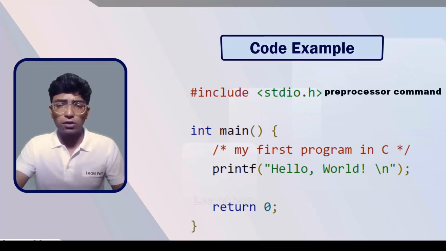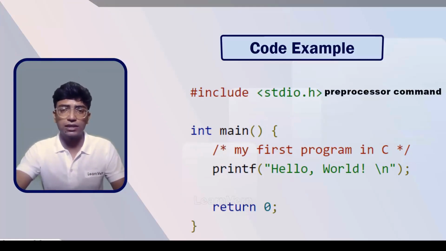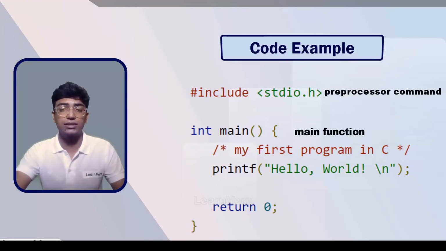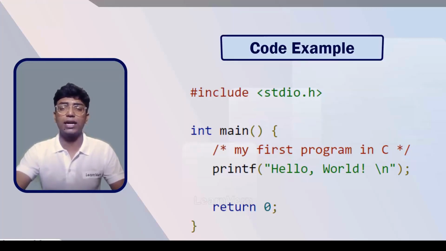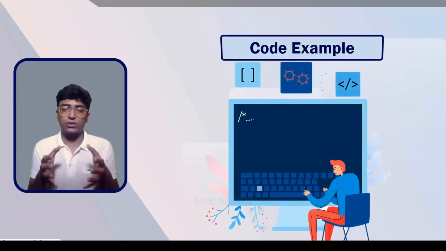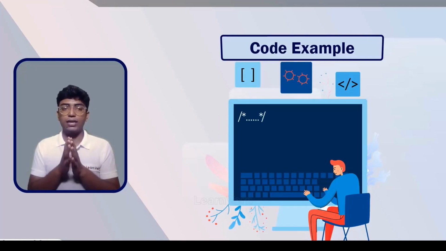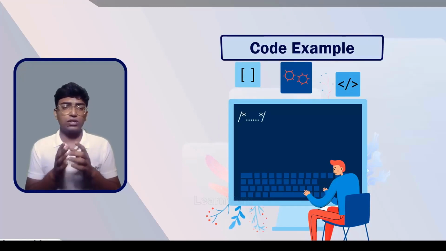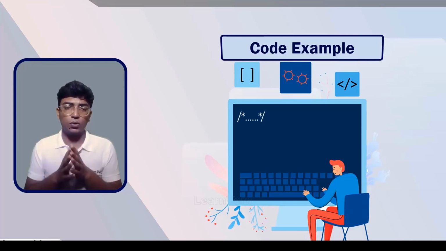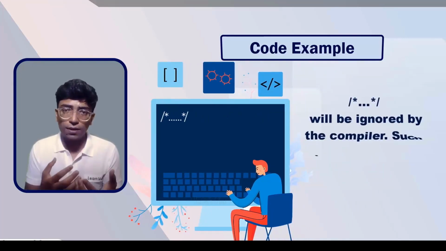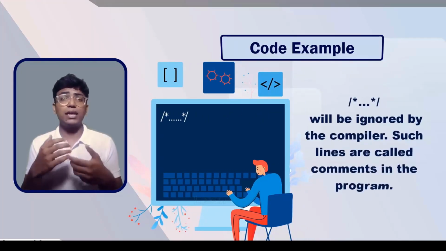So we saw what the preprocessing commands are, which was the first line in our code example. After that, we saw how this main function works. Now we will go ahead and see the third line, which starts with a slash and an asterisk, which means it is starting with the star. What does it do? Anything starting with slash and star and ending with it will be ignored by the compiler. The compiler will ignore this.